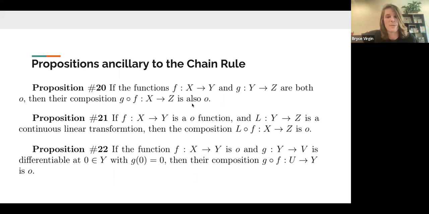How lovely. So in order to see this, I've just got a couple of, and by a couple of, I mean 5, results that are sort of like lemmata that I use to end up proving the chain rule. And these are going to be concerning what happens when you compose little o functions with differentiable functions or linear functions. Sort of like special cases of the chain rule where one of your functions has a vanishing derivative or is linear. And what we end up finding from these special cases, the composition of 2 little o functions has got to be little o itself.